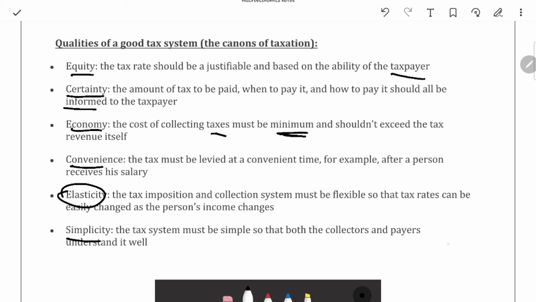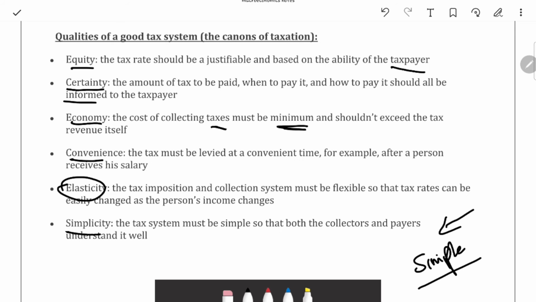It should be a simple tax system. This is a very important point. It should be simple, okay? Because it should be able to be understood by everyone. It should be a simple tax system so that collectors and payers understand it well.